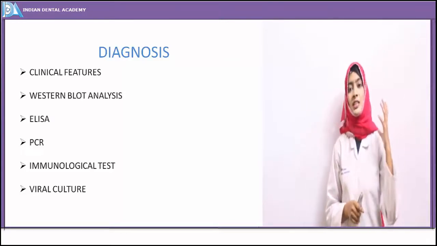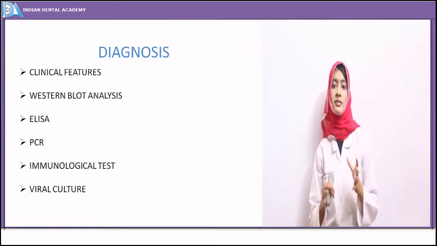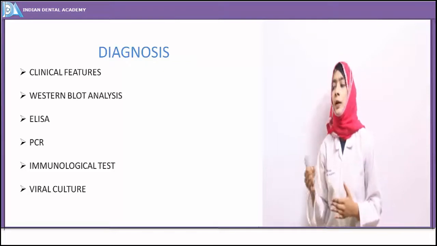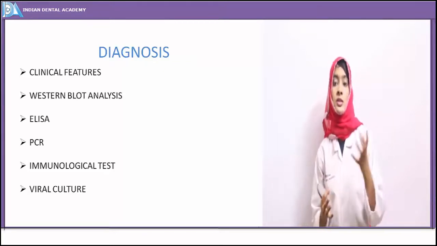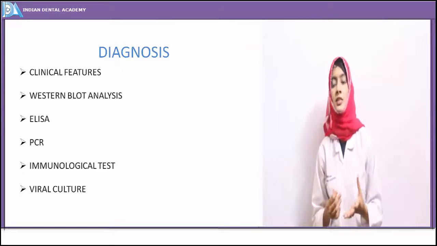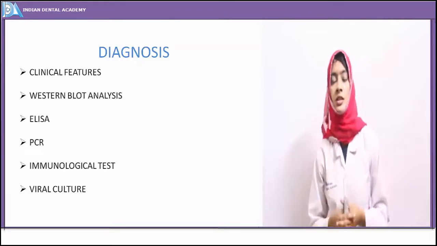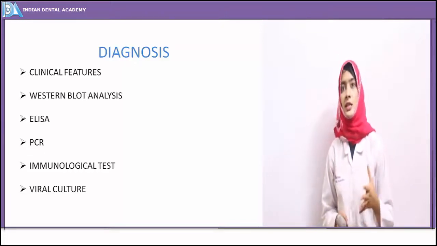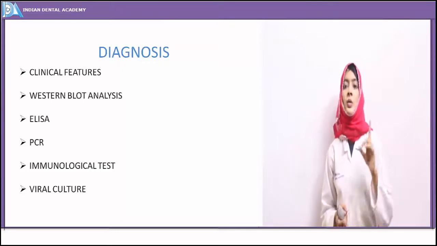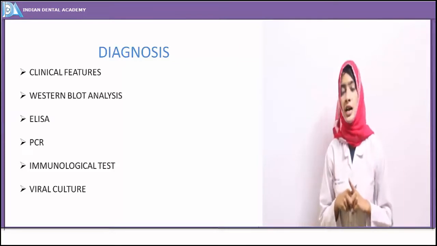The viral culture gives 100% correct diagnosis that the virus is the HIV virus. But viral culture takes many months to diagnose the HIV virus. So the more commonly used test for diagnosing HIV infection is the polymerase chain reaction test. The PCR is of 2 varieties. One diagnoses the DNA forms and the other diagnoses the RNA forms.